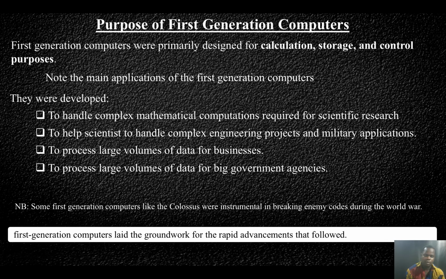So the first one, we have some 4 bulletin points over there. The first point says to handle complex mathematical computations required for scientific research. So the scientists were the ones who were using it for mathematical computations. You know, that is the work of the computer. Then secondly, to help scientists to handle complex engineering projects and military applications. So we'll be asking ourselves, so during the 1940s, 1950s, scientists were still doing so many things. What helped them? So that is what we are learning today, that the first generation computers were the ones that helped them to handle these complex engineering projects.